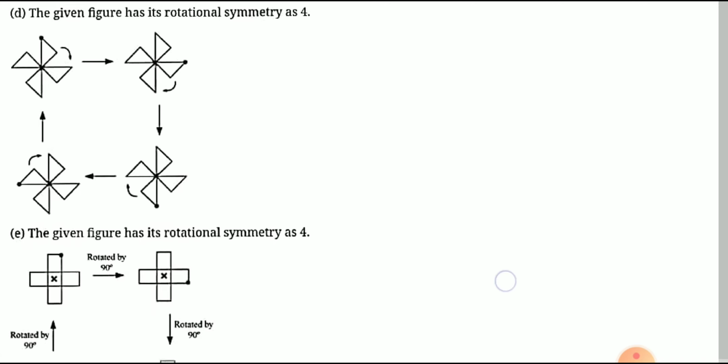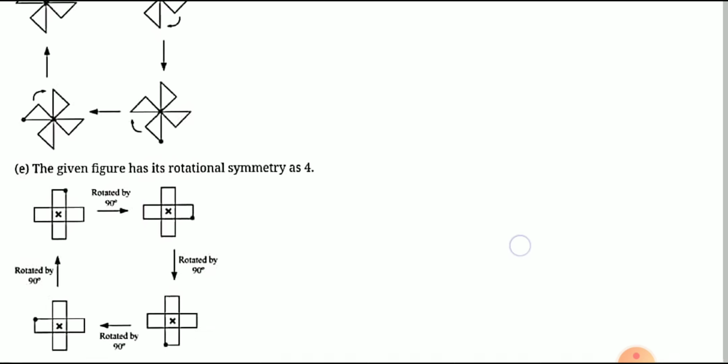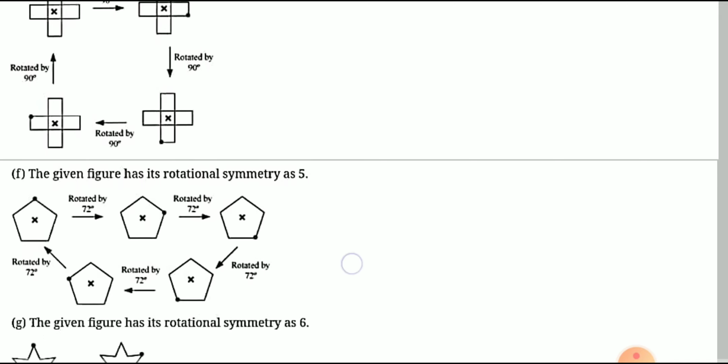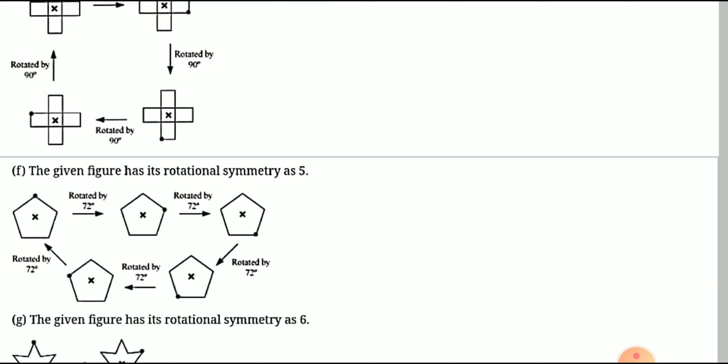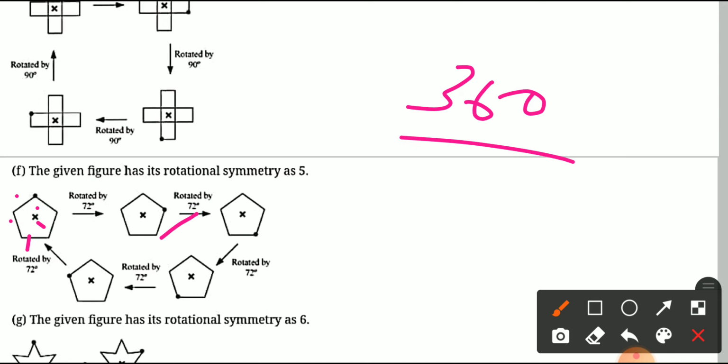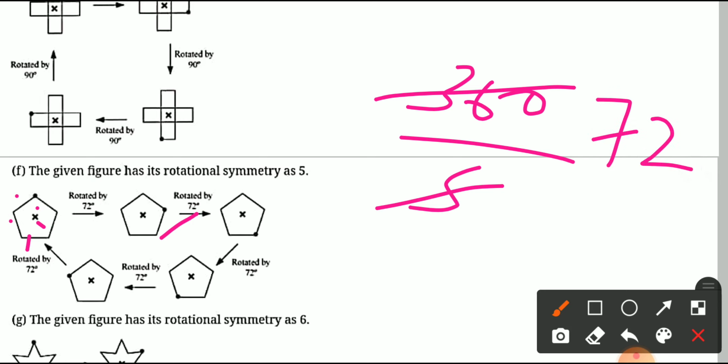Okay. Now E part. In E part it is also 4 times. Why? Because it is rotating at a 90-degree angle. Now F part, here we have a regular pentagon. What is this? This is a regular pentagon. 1, 2, 3, 4, 5. 5 sides are there. So this is a regular pentagon. And a regular pentagon looks similar 5 times. Okay. So the angle formed here is 72 degree. How will you get it? Divide 360 by 5. 5 7s are 35. And 5 2s are 10. Okay. So you will get each angle as 72 degree.